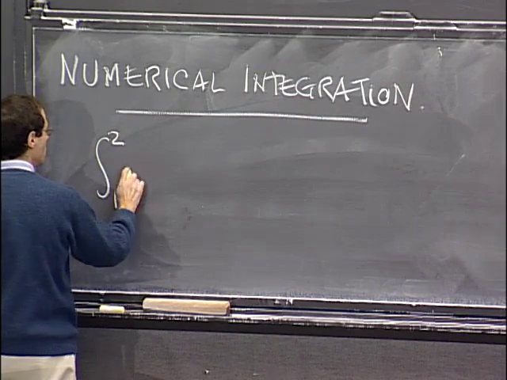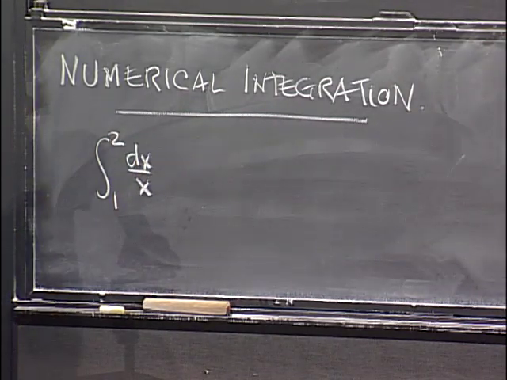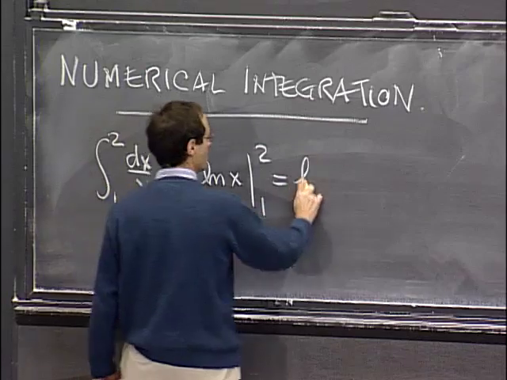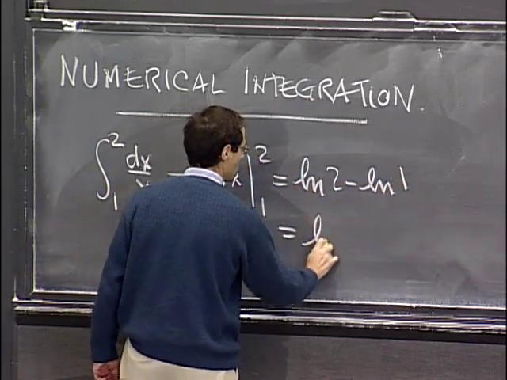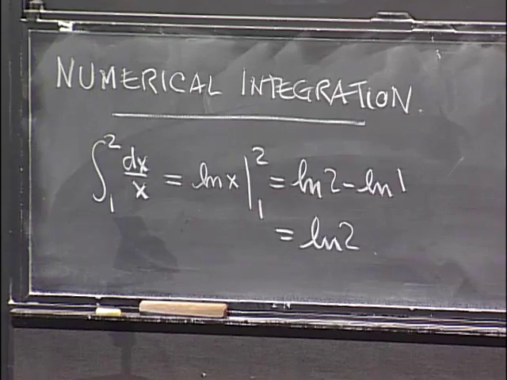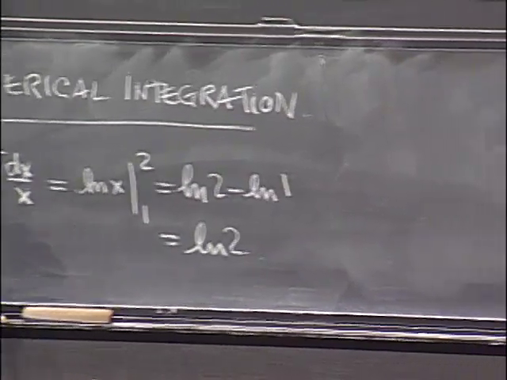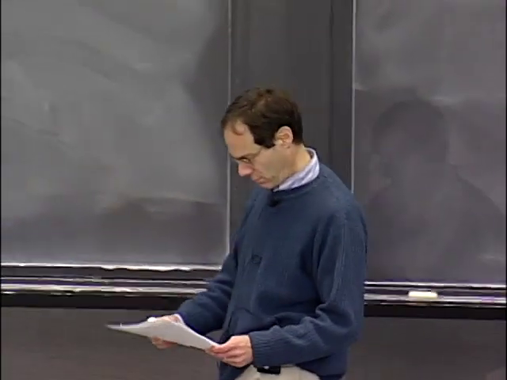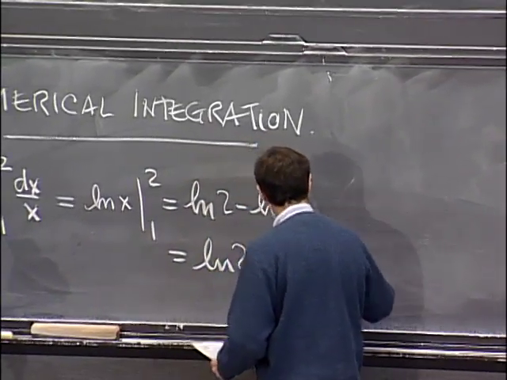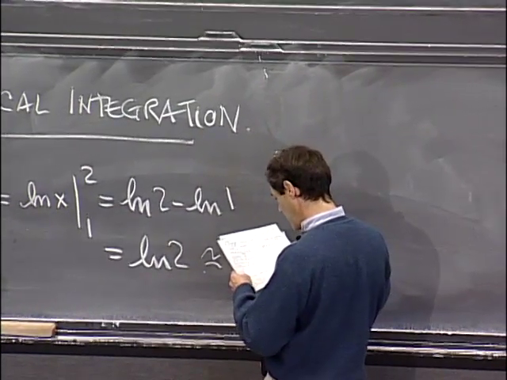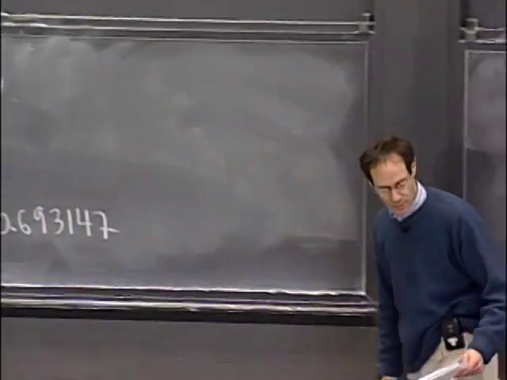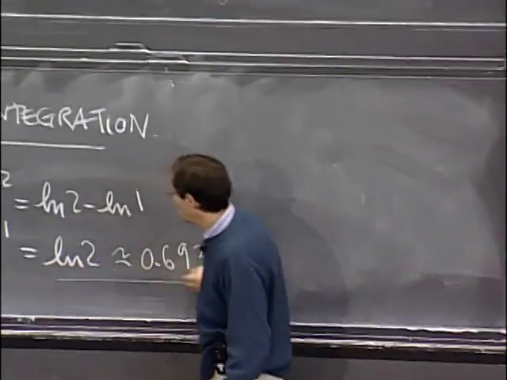We're going to look at the integral from 1 to 2 of dx over x, which we know perfectly well already is the log of x evaluated between 1 and 2, which is log 2 minus log 1, which is just log 2. Now, if you punch that into your calculator, you're going to get about 0.693147. That's more digits than we're going to get in our discussion here. Anyway, that's about how big this number is.